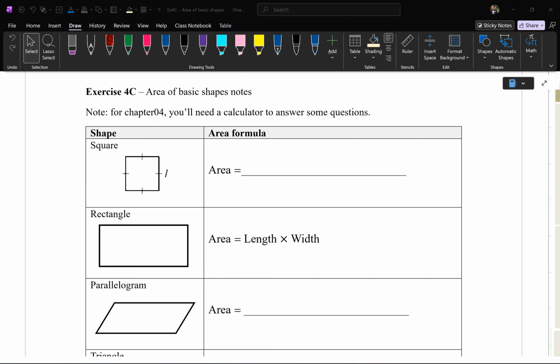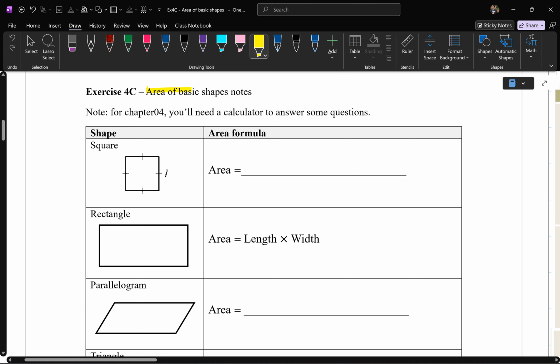It's recording. Let's revise. Exercise 4C, it is about area of basic shapes. So things that you've seen since primary school. So let's see what you remember.